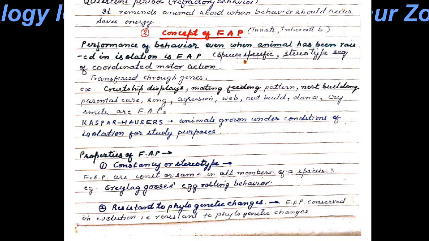Niko Tinbergen, a scientist, found that geese, when given the choice of incubation of eggs, prefer to incubate an egg with bigger size even if the egg is artificial. So supernormal stimulus has definitely got a say in fixed action pattern also. Now, these fixed action patterns are resistant to phylogenetic changes. They are conserved in evolution.